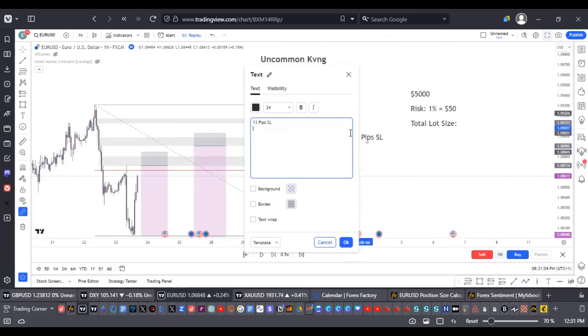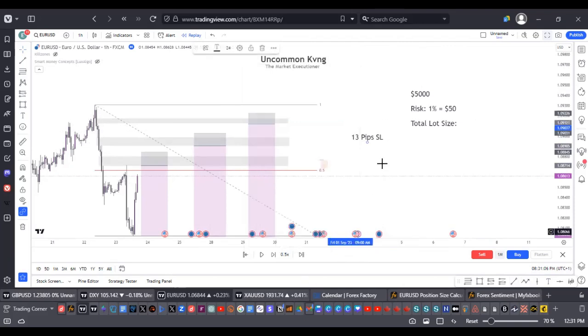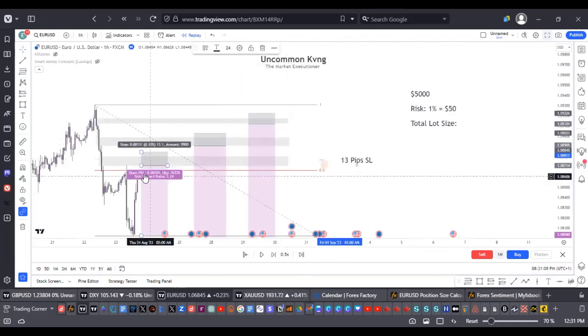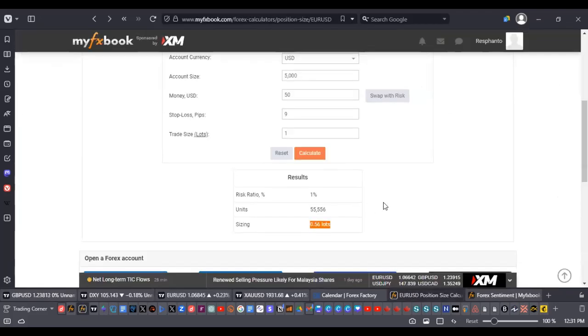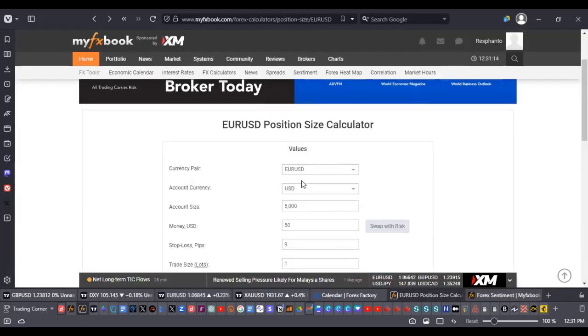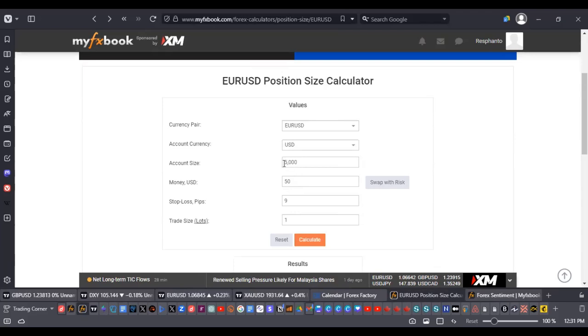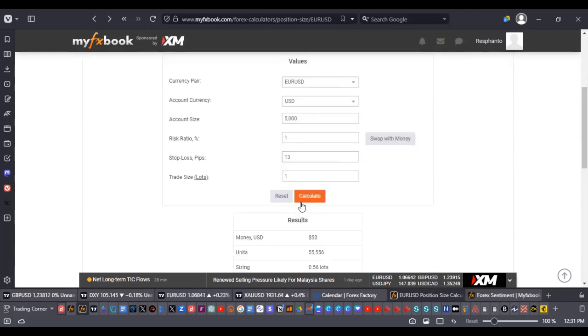All right, so let's say we're working with 13 pips SL for these three. So this 13, 13, 13. So what we'll do is we'll go back to our position size calculator. Euro USD, you already know this by now, $5,000. We want to risk, I'm using percentage, 1%, and our stop loss pips is 13 pips.